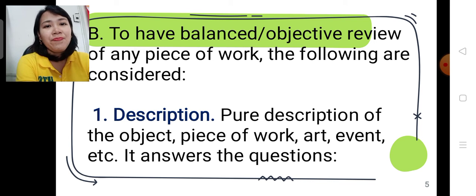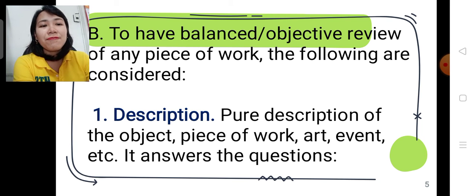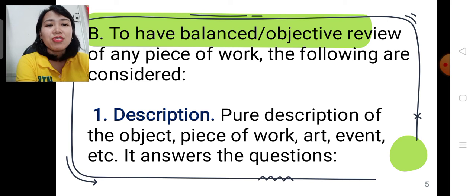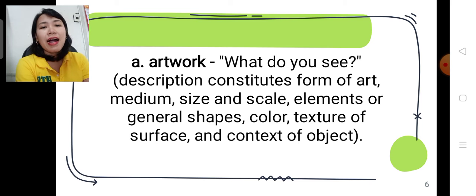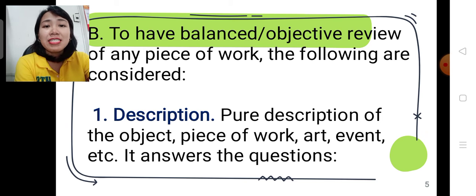So first is the description. Pure description of the objective, piece of work, art, event, etc. It answers the question. So description, i-describe mo muna ano yung mga gusto mong sabihin, ano yung mga nakikita mong magaganda in a good way, in a positive way. For example, sa isang artwork. So what do you see? So description mo yung kanyang medium, size, scale, elements or general shapes, color, texture of the surface, and context of object. Iyon yung tinatawag na description.